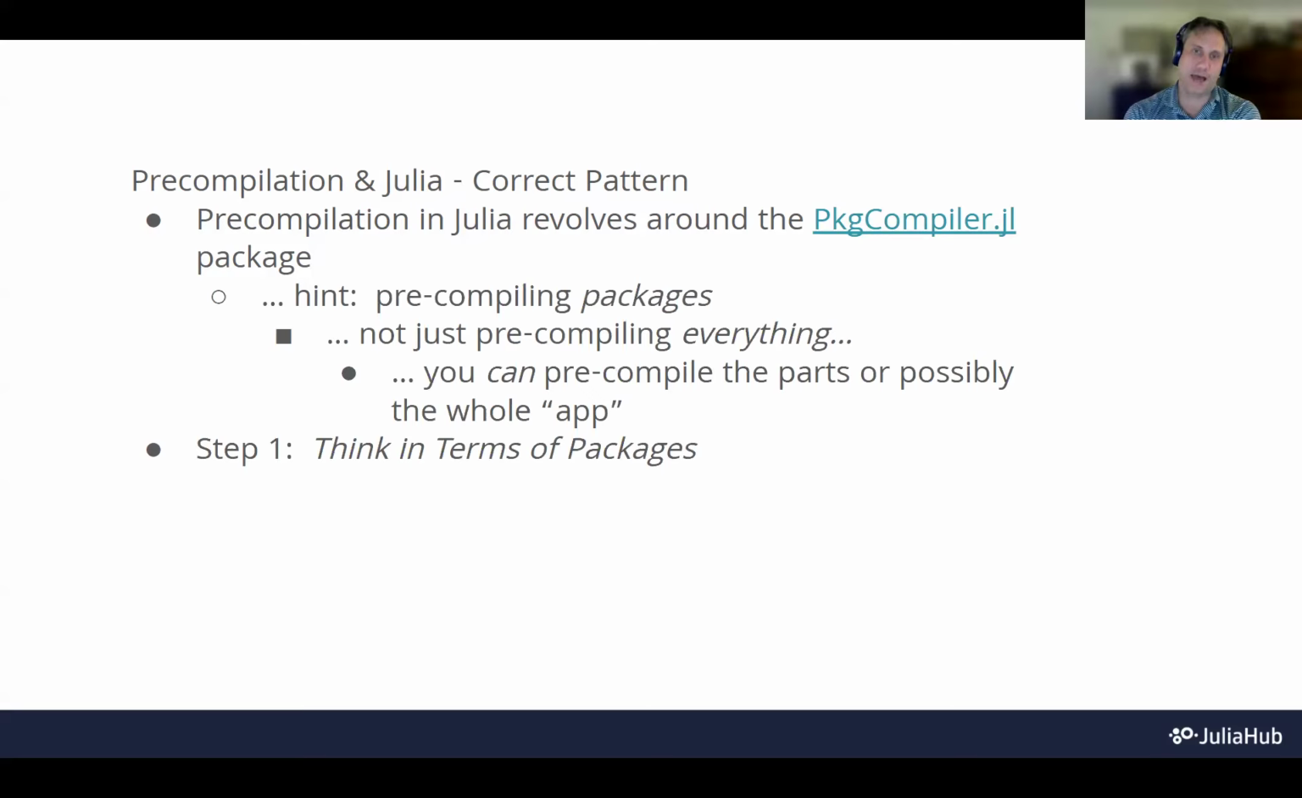So we precompile packages, we don't just precompile everything. You can, but we don't on JuliaHub. You can use PackageCompiler on your own repo or locally, but if you're doing it on JuliaHub, that's not quite how it works. To make JuliaHub manageable, and to have the selectors on the back end work the way we want them to, we require you to work in terms of packages.